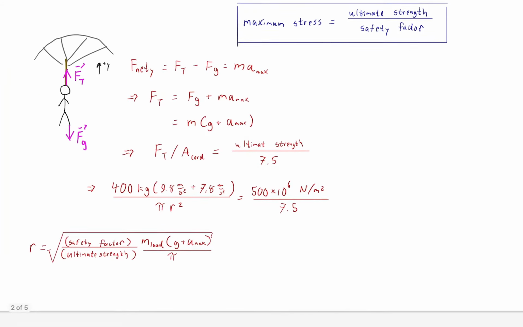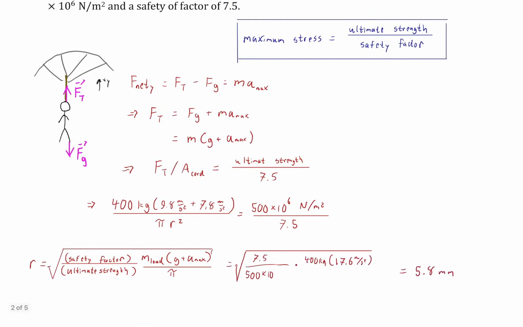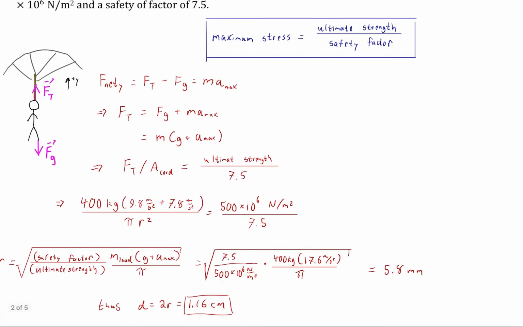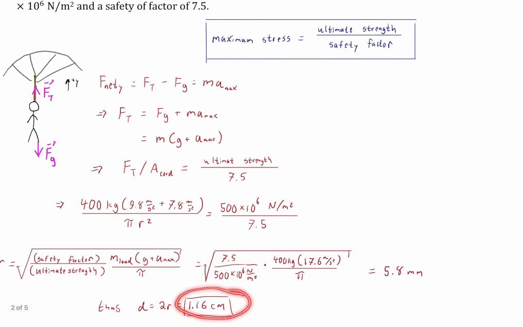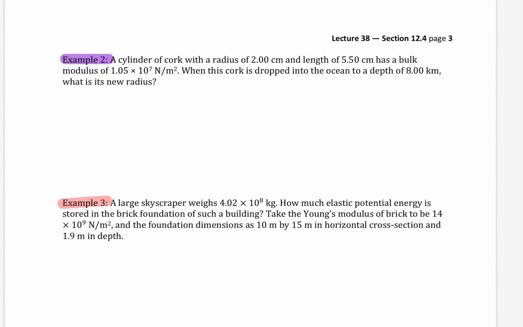And so then I'm just going to solve for the radius, all right? Plug in all our numbers and we get 5.8 millimeters. And since we were asked for the diameter, not the radius, we'll double it and convert it over to centimeters and get 1.16 centimeters. So that's the minimum thickness the paracord needs with this generous safety factor of 7.5. Okay, all right. Let's do another example.